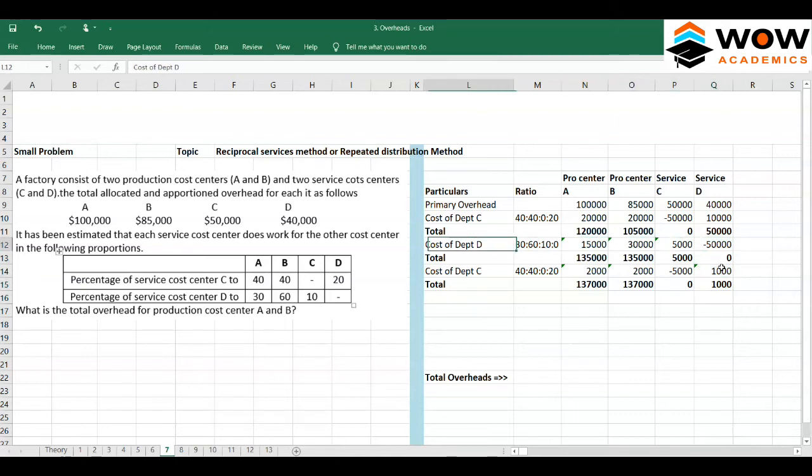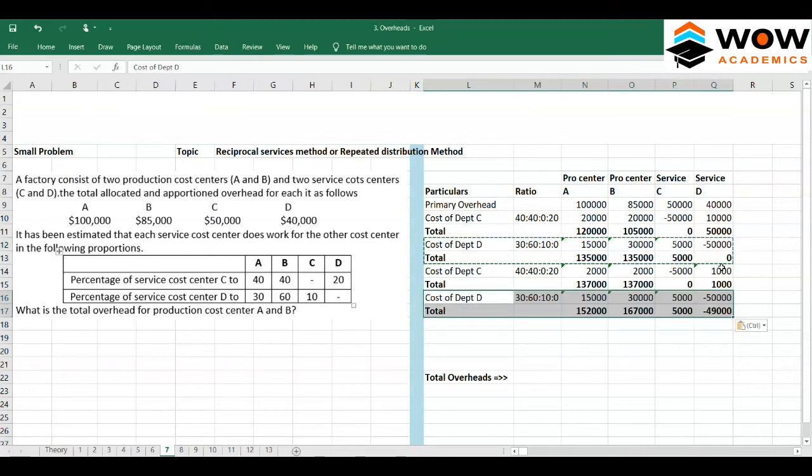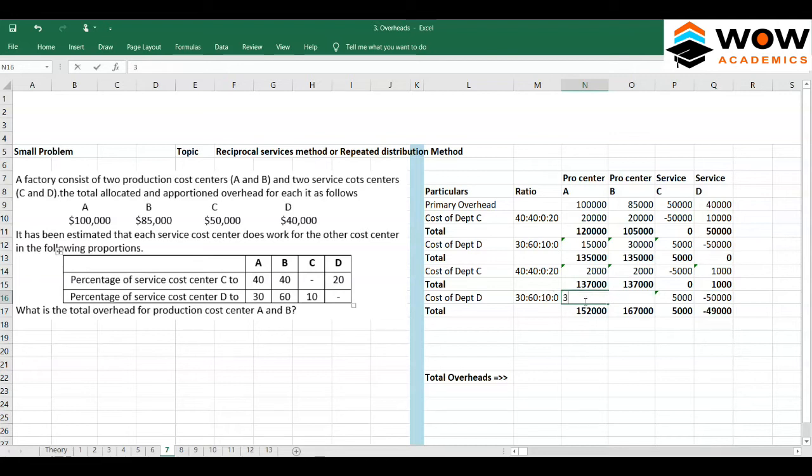It's called repeated because it is a never-ending item. You have to again do it for D. If you're doing it through paper, at least it is manageable. If you do it through Excel, it is tough. But if you do it through paper, it's going to be a huge calculation work. So how much do you allocate? You have to allocate 1,000 in the ratio of 30 is to 60 is to 10. So this will become 300, this will become 600, this will become 100, and this will become minus 1,000. So is the sum over? No, again you have a 100.